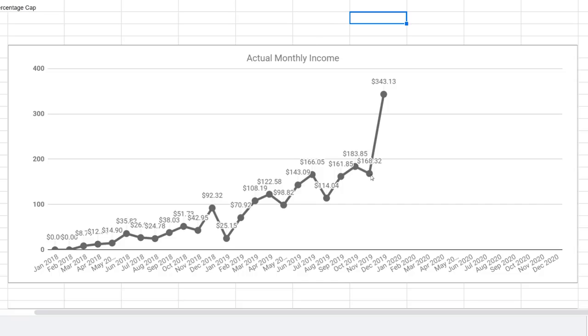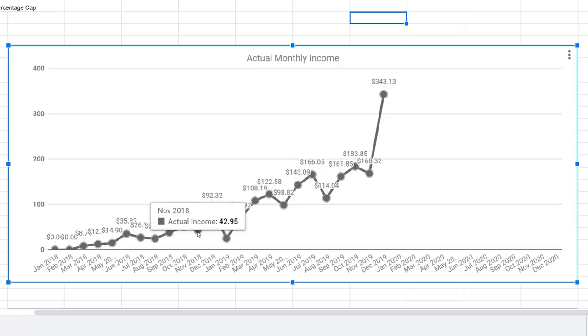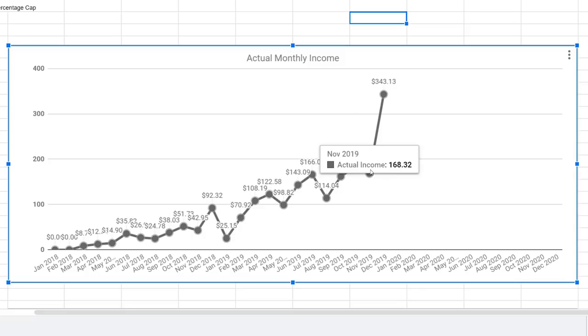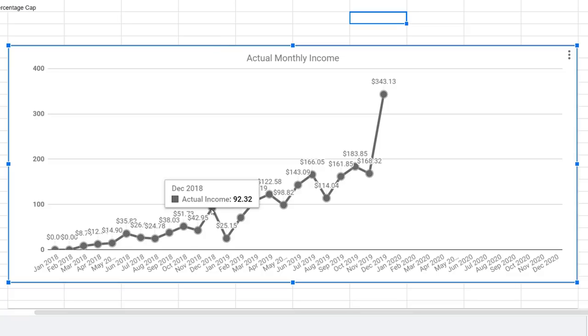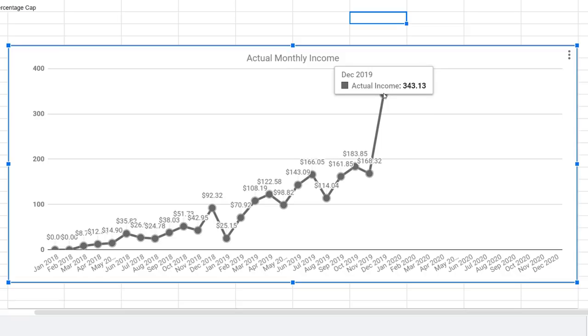You can see that it's up quite a bit from the previous month before that though. So November, it was only $168, went up over double to $343. But that's pretty expected. If I look back to November of 2018, it was $42. And then it went up to $92 in December, the next month. So it over doubled there as well. The same companies that paid November of 2018 are the same companies that pay November of 2019. So you see these patterns year over year. I can look at December of 2018. I was paid $92 in dividends. December of 2019, $343. That's quite an increase over time.